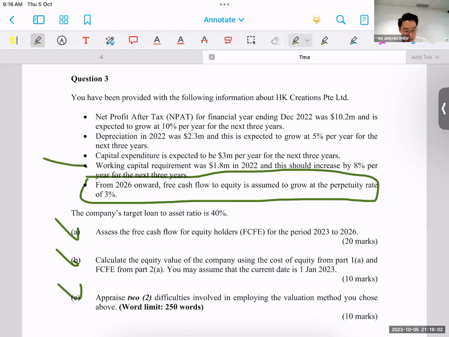One more thing to highlight here. I think in this lecture I keep on mentioning working capital requirement. So you want to always use the change in working capital. So you want to use the 8% increase.